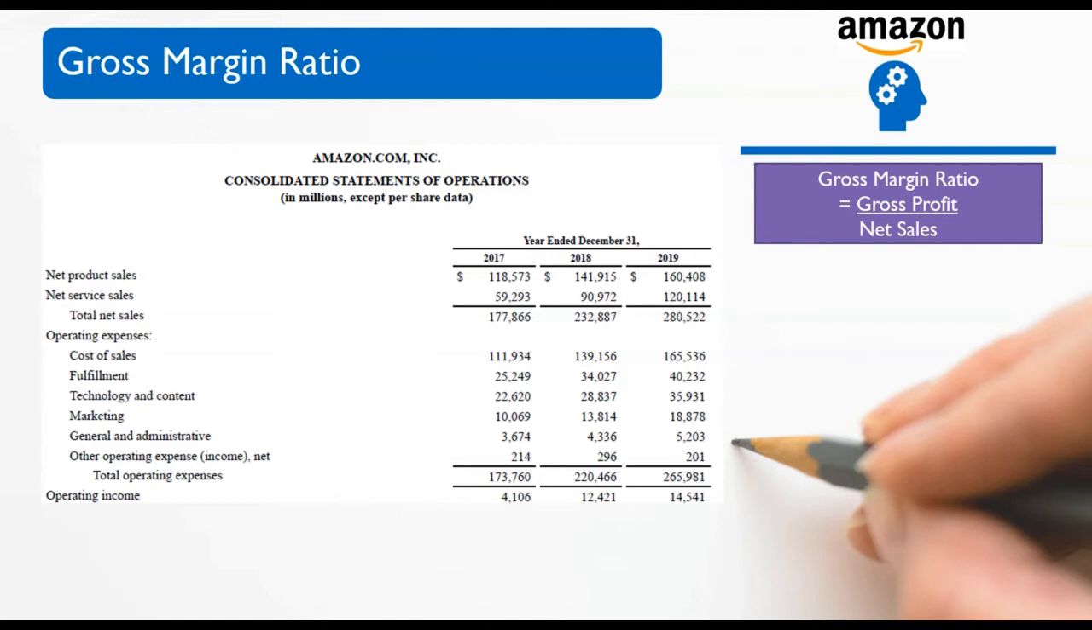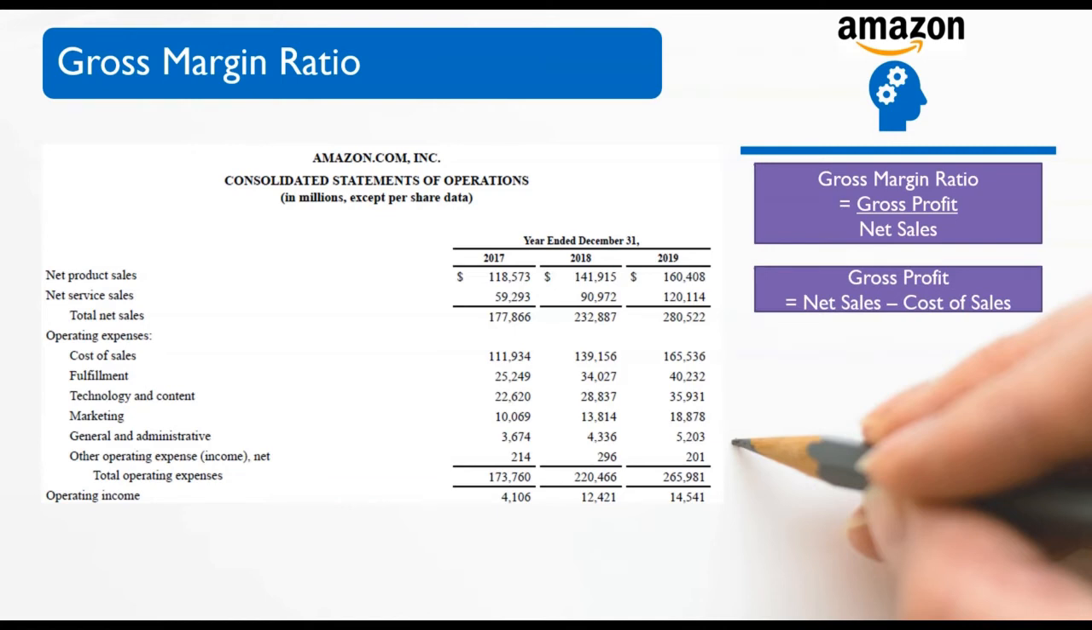Well, the gross margin ratio is a company's net sales less its cost of goods sold or cost of sales. It is the sales revenue a company retains after incurring the direct costs related to producing the goods it sells and the services it provides. In simple terms, the higher the gross margin, the more capital a company retains on each dollar of sales. So let's calculate this for Amazon.